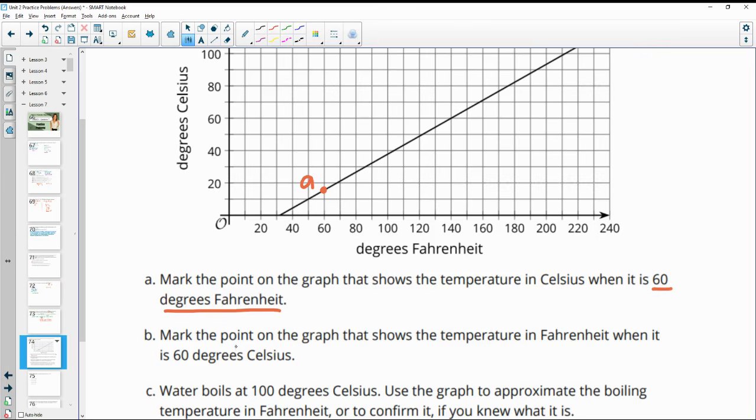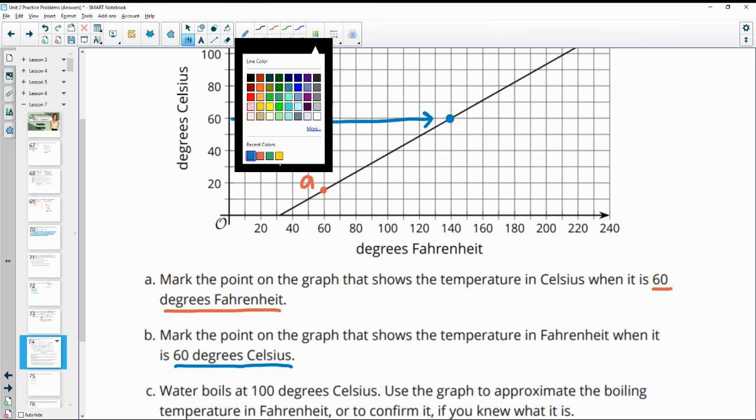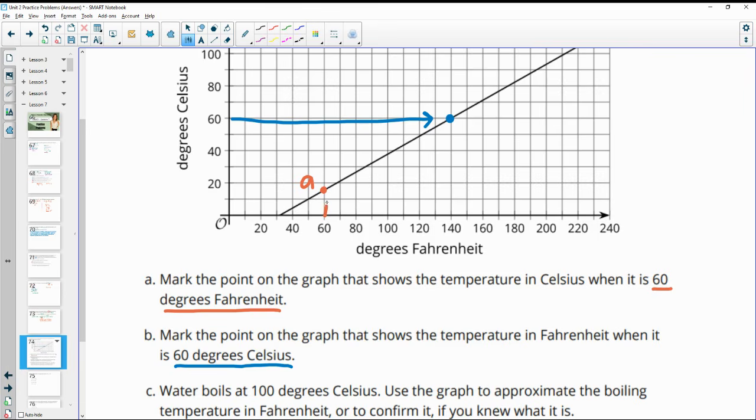Part B asks us to mark a point on the graph that shows the temperature in Fahrenheit when it's 60 degrees Celsius. So now we're looking on the vertical axis and going over to the line. So we want to go all the way over to that because we knew the 60 Celsius, versus here we knew the 60 Fahrenheit.